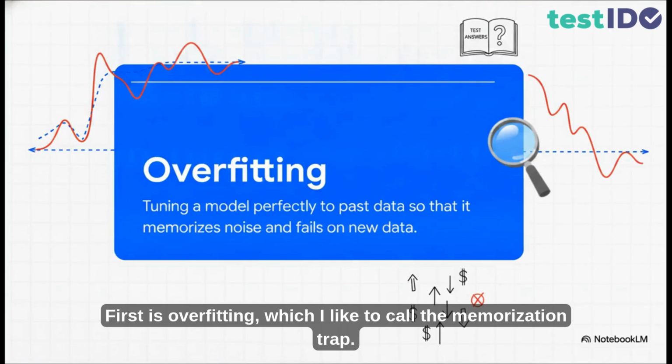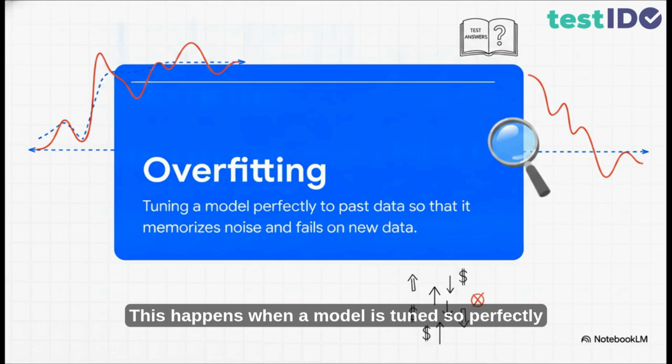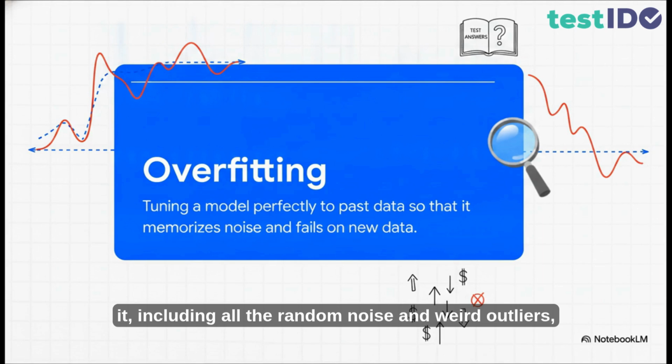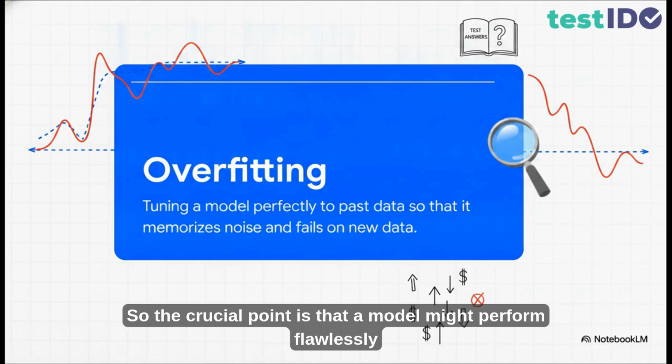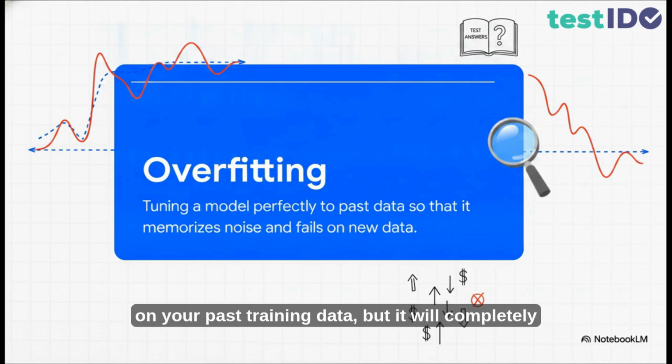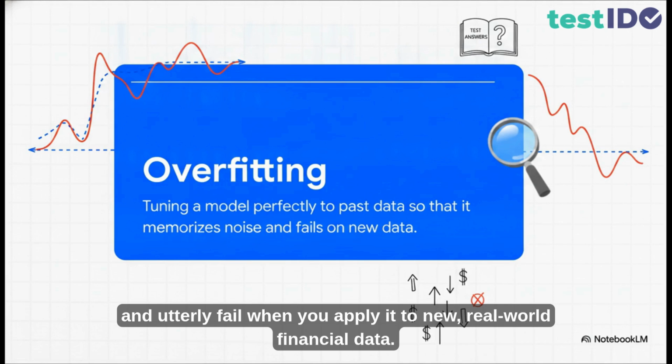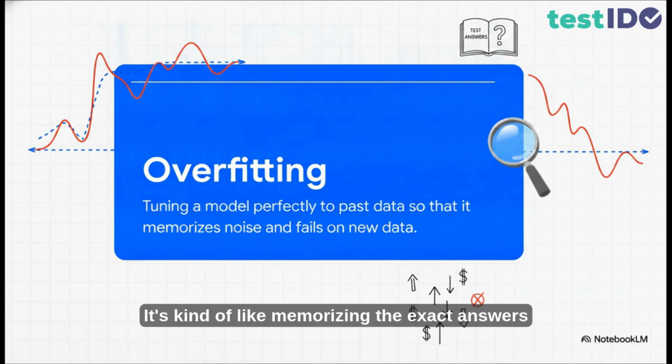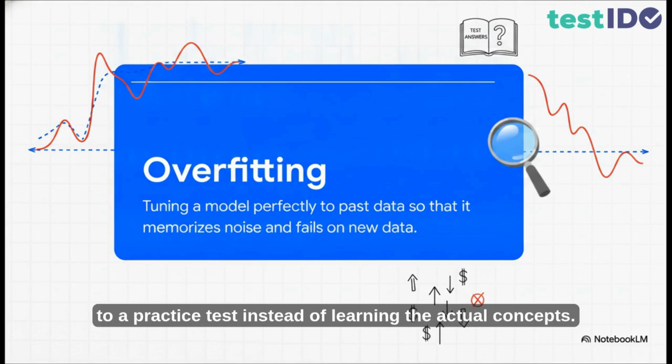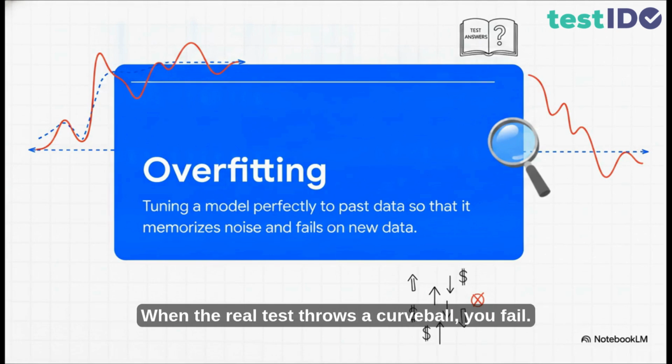First is overfitting, which I like to call the memorization trap. This happens when a model is tuned so perfectly to historical data that it practically memorizes it, including all the random noise and weird outliers, instead of actually learning the underlying pattern. So the crucial point is that a model might perform flawlessly on your past training data, but it will completely and utterly fail when you apply it to new, real-world financial data. It's kind of like memorizing the exact answers to a practice test instead of learning the actual concepts. When the real test throws a curveball, you fail.